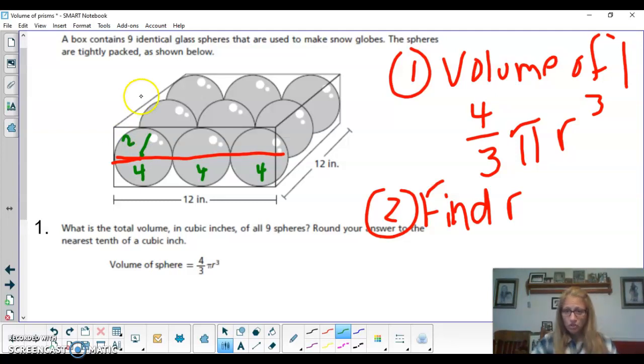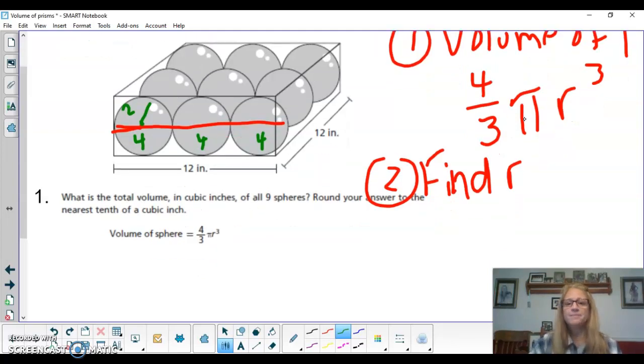So you know 2. You know here's your formula. You're going to go ahead and find the formula of 1, okay? And that's on you. So you should find the volume, and that's of 1 sphere. Now, what's next? What are we going to do next?